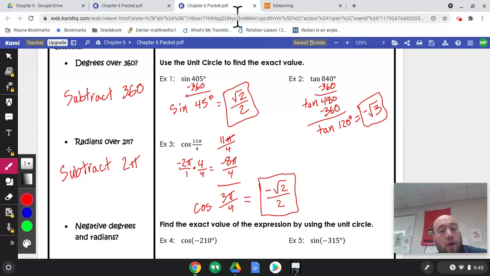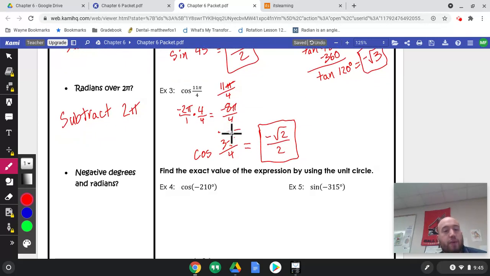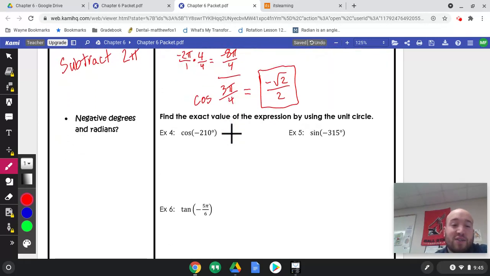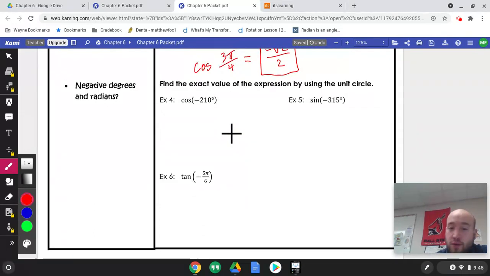All right, so now the next thing we want to talk about, and we briefly mentioned this last week. Some of you, this is going to be easy. What if we have negative degrees in radians? All of these, same thing. We're trying to find the value, what represents it on the unit circle, but this time it's negative. Last week we talked about this, and we know that negative means it's going clockwise.